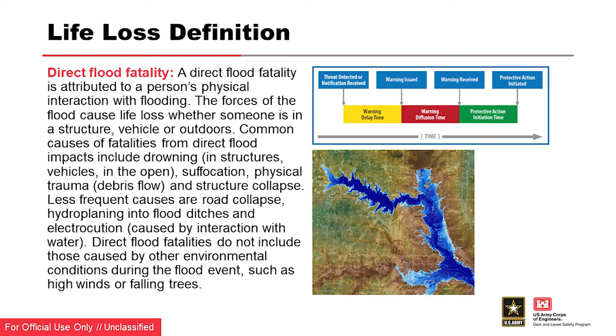Estimates do not include indirect life loss, such as accidents that occurred during evacuation, stress to vulnerable populations, nursing homes, hospitals. Direct economic damage is really damage to structures, contents, and vehicles, as well as cleanup costs and lost benefits, hydropower, water supply. Indirect economic damage, also known as regional damage.